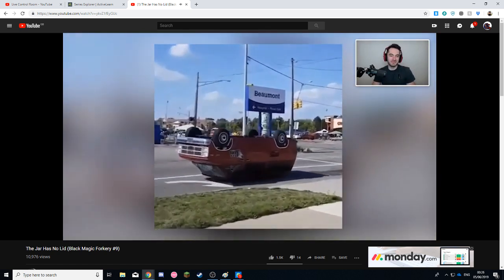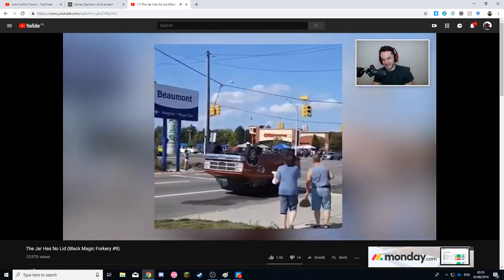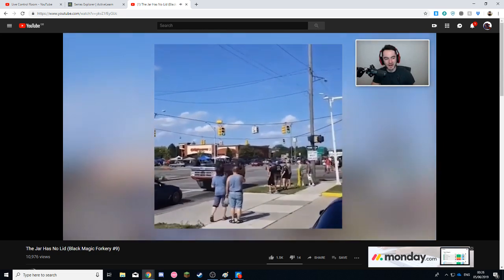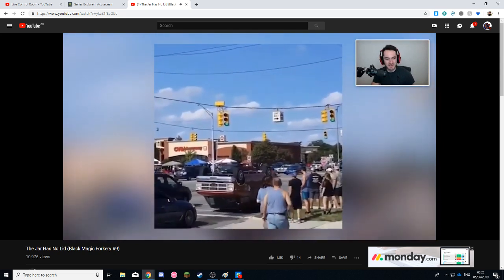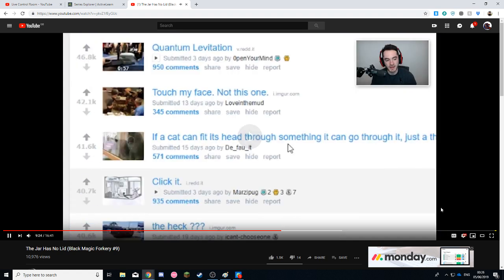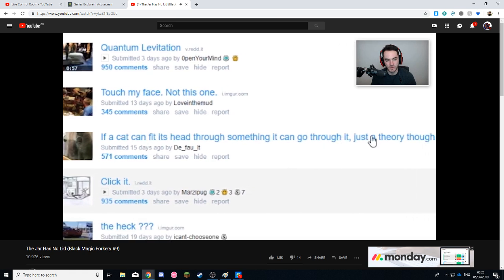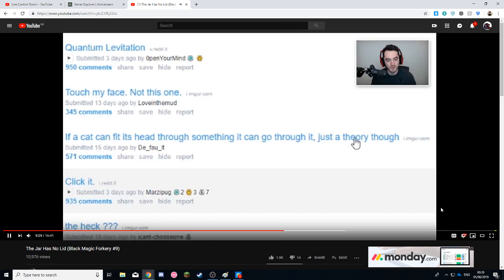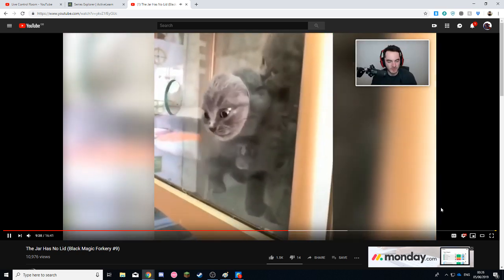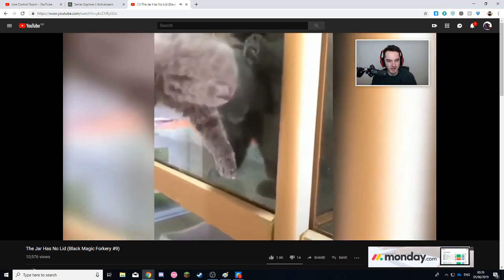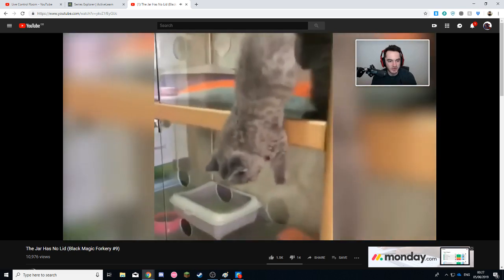The heck? I'm pretty sure we've seen something like this over on Shorty Car Mods. If a cat can fit its head through something, it can go through perfectly fine. Just a theory, though. Oh god, is it going to be able to go through the entire thing? Is this cat actually an octopus? I don't think that's supposed to happen.